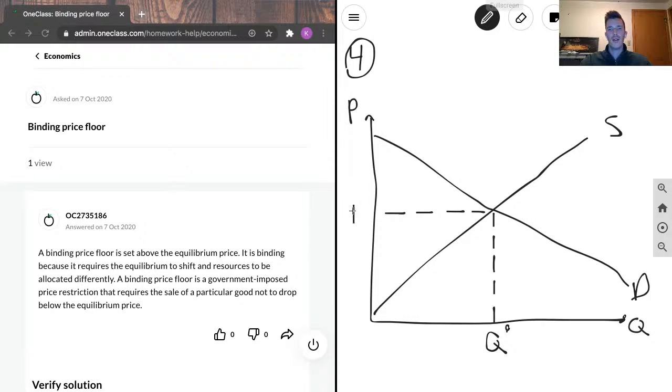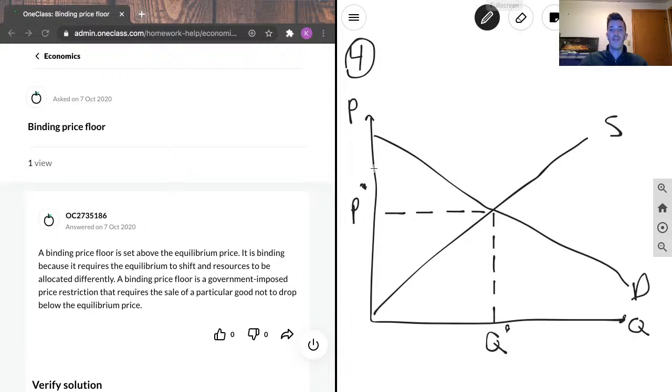and P star. Now, when we think about a price floor, that means it's a government-imposed restriction that the price must be at least as high as the price floor. So if the government were to set the price floor below this equilibrium, call it PF, it would have no effect because the price is already higher and the market would continue on as it already is.